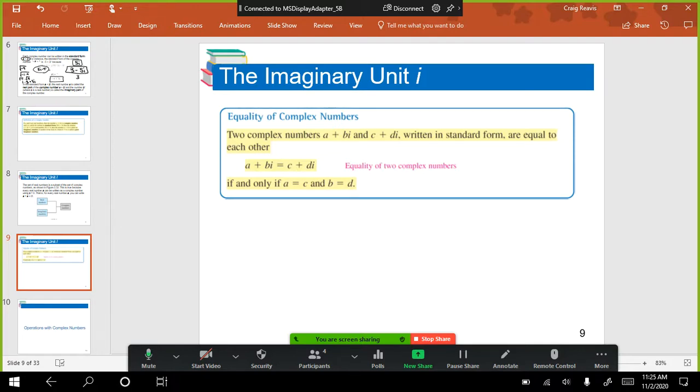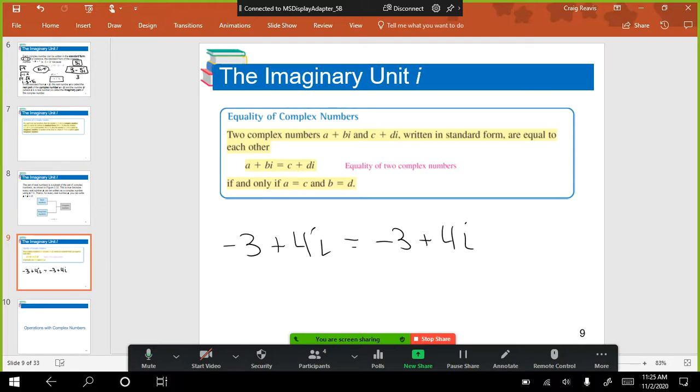And I don't know why this is in here. It says two complex numbers a plus bi and c plus di written in standard form are equal to each other if and only if a equals c and b equals d. What that's saying is if I have -3 plus 4i, that is only going to be equal to -3 plus 4i. There's no other complex number that is going to be equivalent to it. So that's sort of a self-explanatory, common sense property.